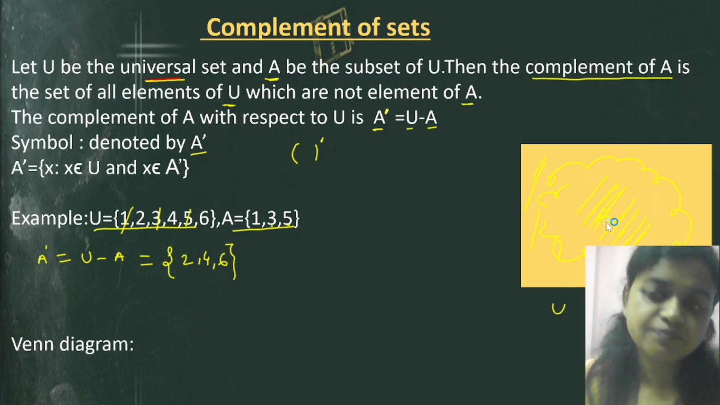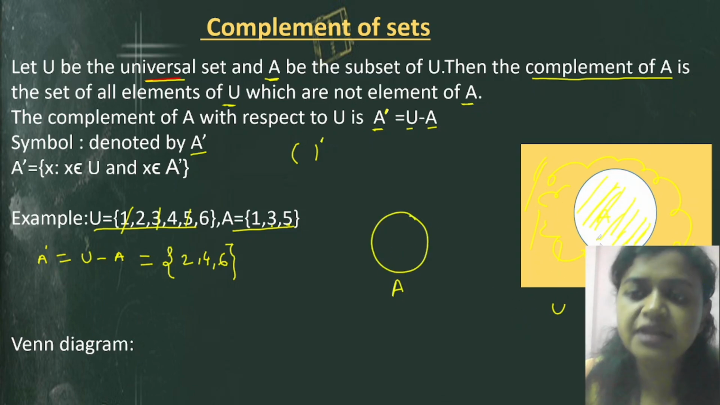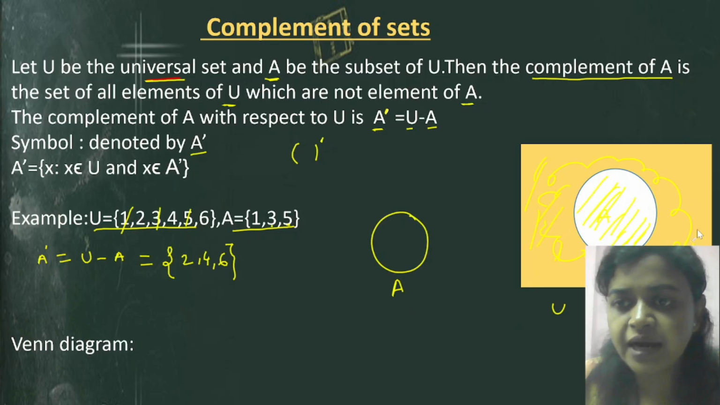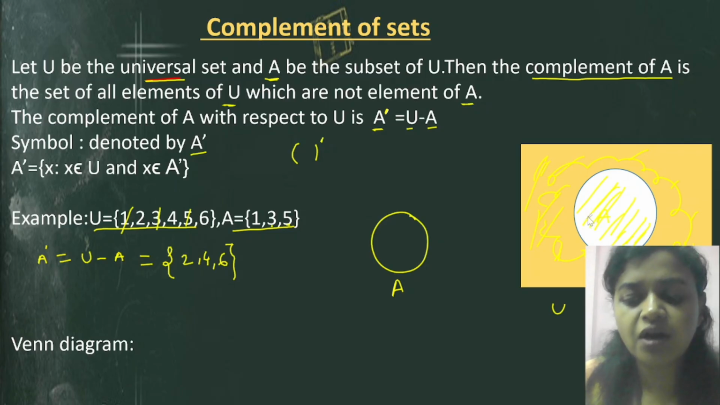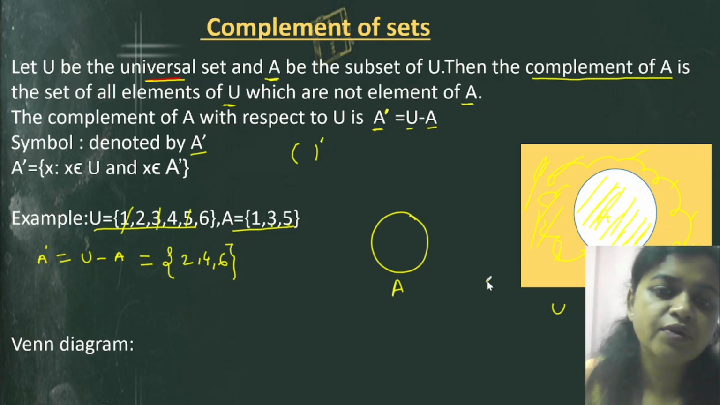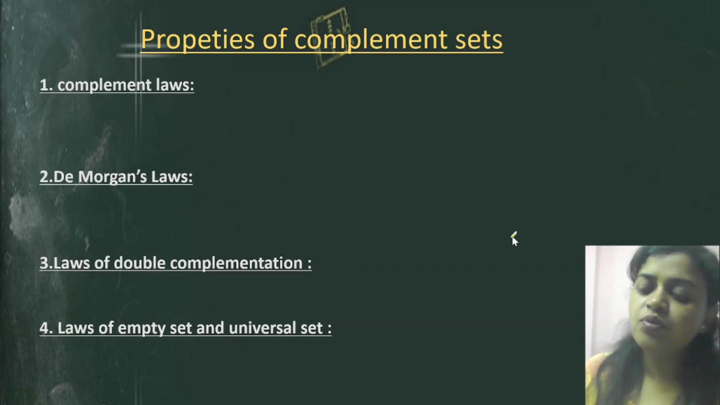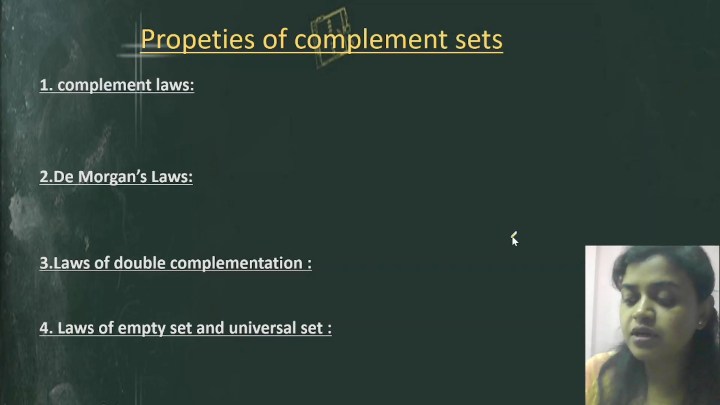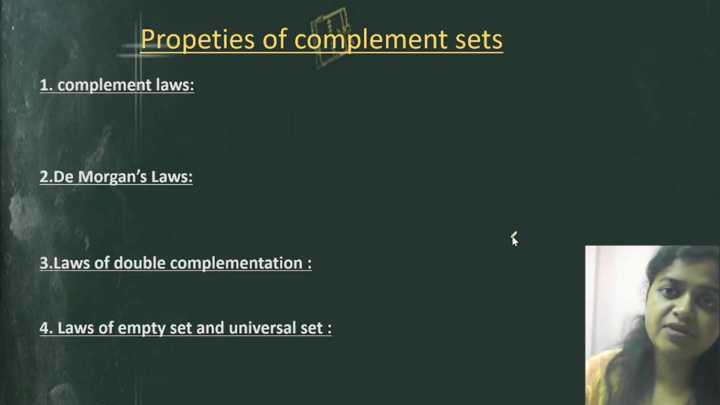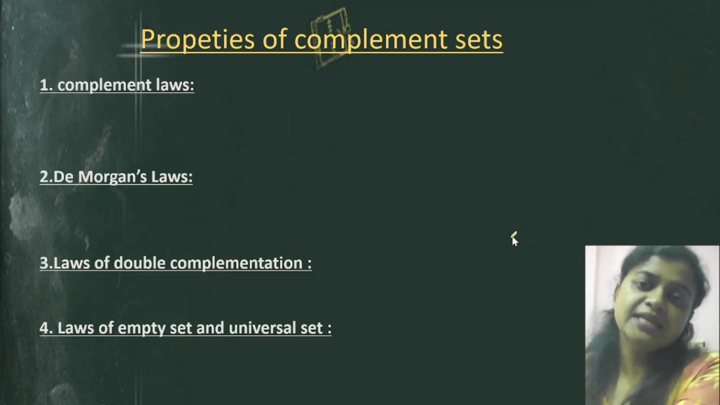This was the whole set U, and when you subtract set A from it, we'll get the outsider part, and this outsider part is denoted by A complement. Got it? This is a Venn diagram of any set. Okay, so we'll discuss here some properties of the complement of a set. So what are the properties here?